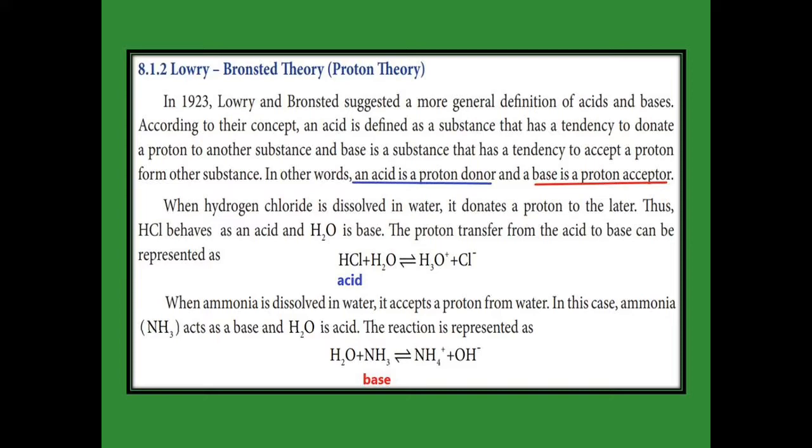The next one, base. Base means what? It is a proton acceptor. So, when NH3 is combined with water, it accepts the H plus ion from water, so NH3 is a base. It accepts the proton from water, so it is a base. Now see the product side. The NH3 is now changed into NH4 plus, and the water we always split into H plus and OH minus, so the H plus goes to NH3, and we get OH minus.